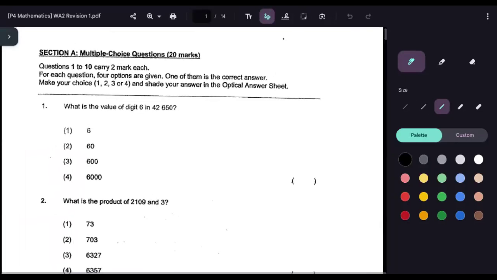Every time you always get a paper like this. As you see in your WA, I don't have the OAS, so this one I will cancel myself. In your actual exam, you will have an OAS. Make sure you shade it. Okay, let's get on to it.